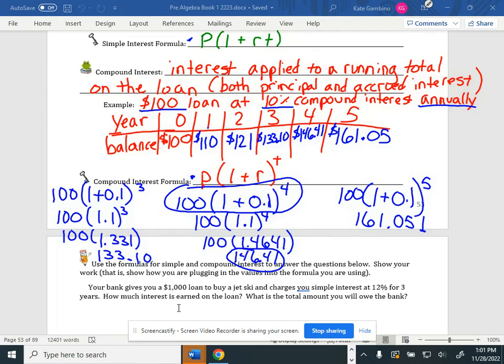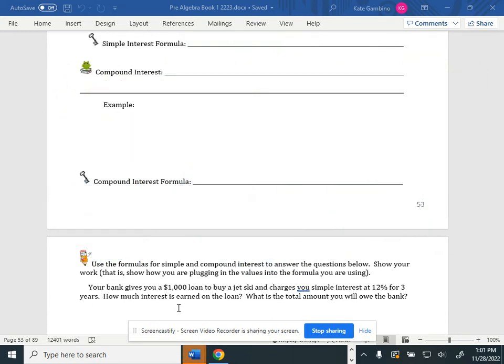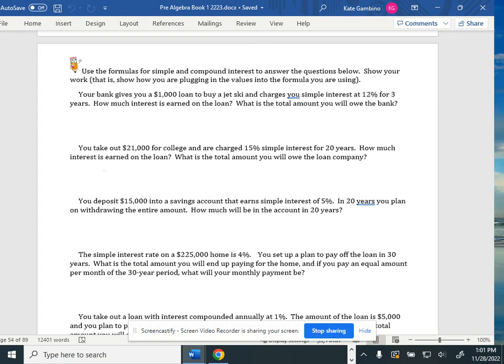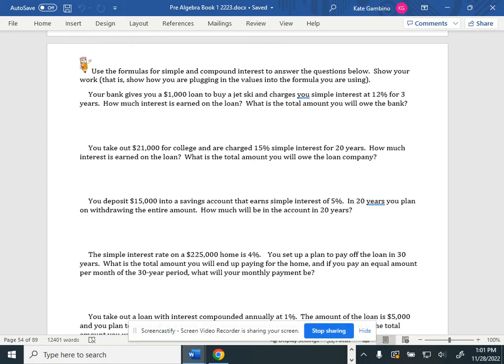Let's look at our first problem and see if we can figure out what we're doing. Use the formulas for simple and compound interest to answer the questions below. Show your work. That is, show how you are plugging in the values into the formula you are using. So on this second page, here's what I would do, so I'm not constantly flipping back and forth. I would say, okay, for my simple, what is my formula? Principal? Aiden? Principal times 1 plus rate and time.